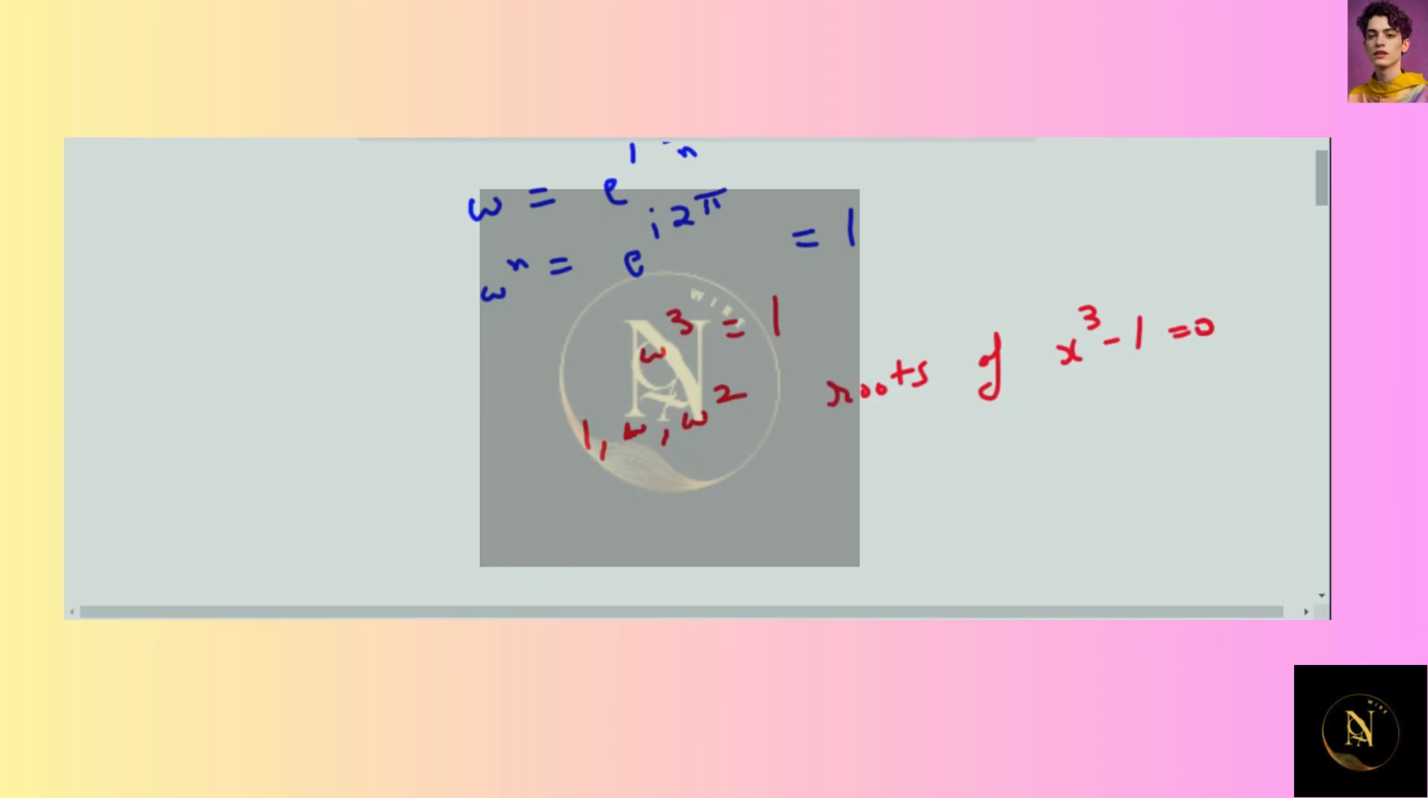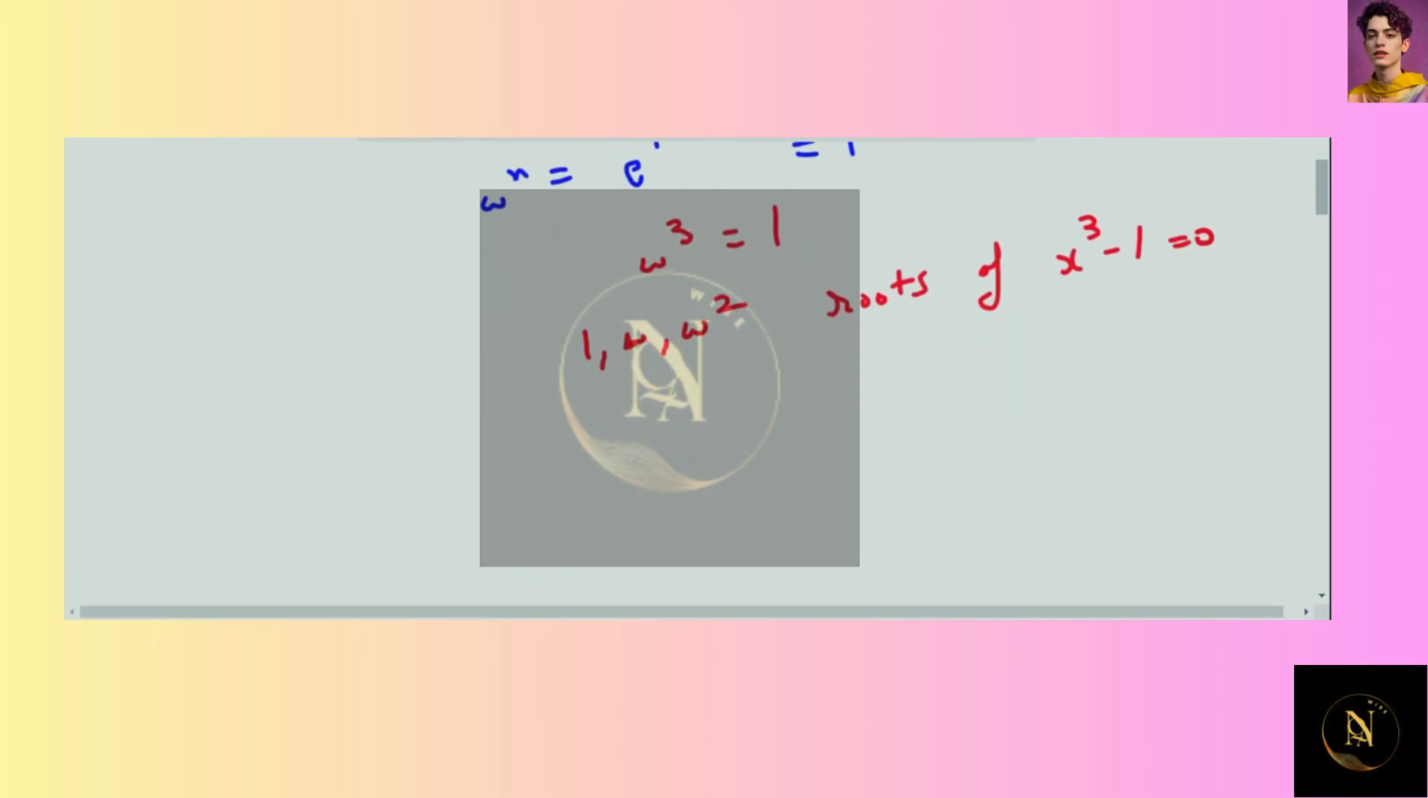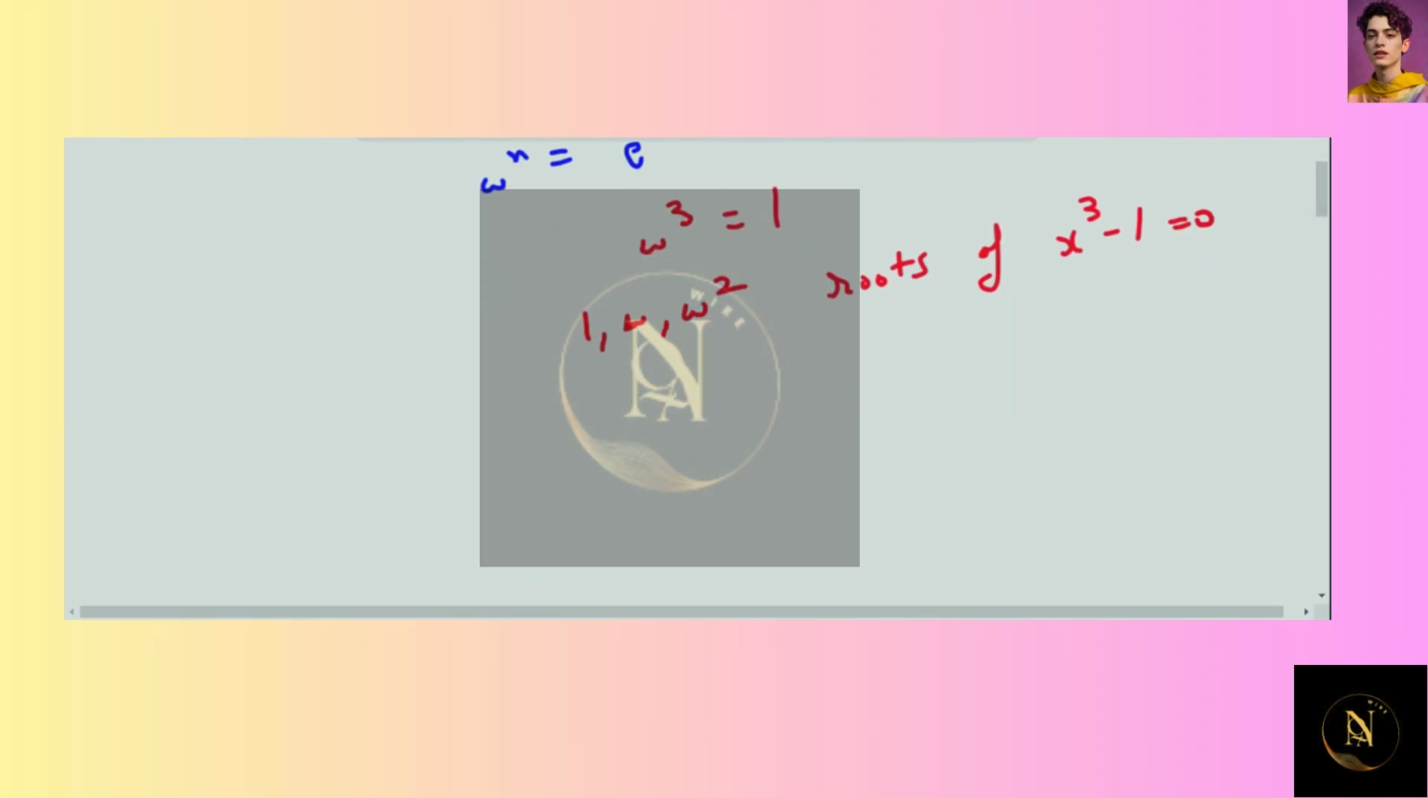Now we know that if we talk about the cube root of unity, omega cube is 1, and we can say 1, omega and omega square are the roots of x cube − 1 equals 0. That we know. Now here we have omega to the power n equals 1. So therefore, 1, omega, omega square, and so on to omega to the power n − 1 are the roots of x to the power n − 1 equals 0.